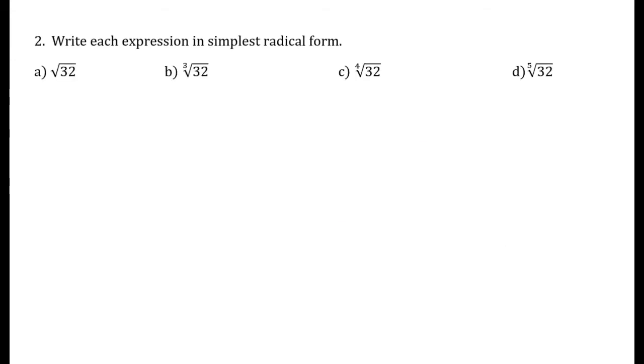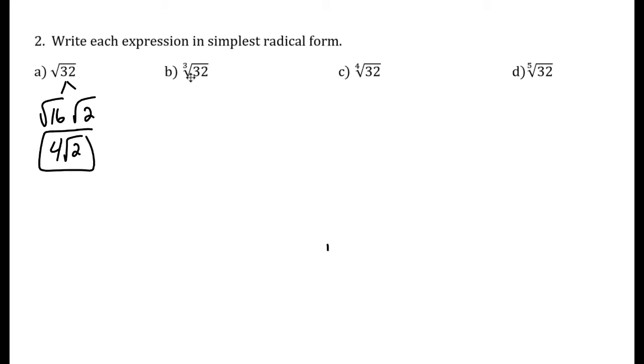Write each expression in simplest radical form. So we're taking roots here of 32. So if I take the square root of 32, I need to figure out what's the biggest perfect square that goes into 32. Well, wait a minute, that's the square root of 16 and 2. So that's 4 radical 2.